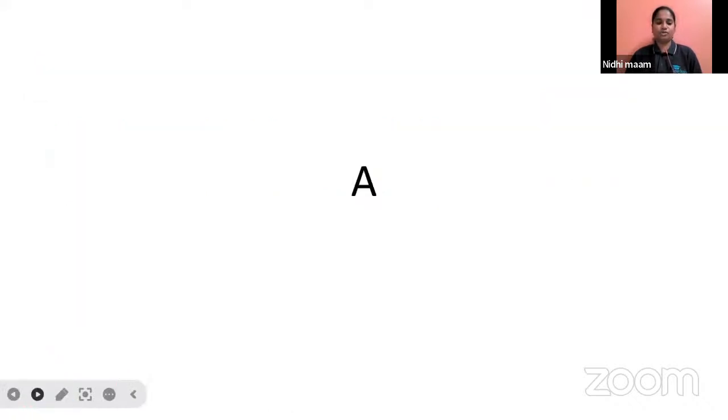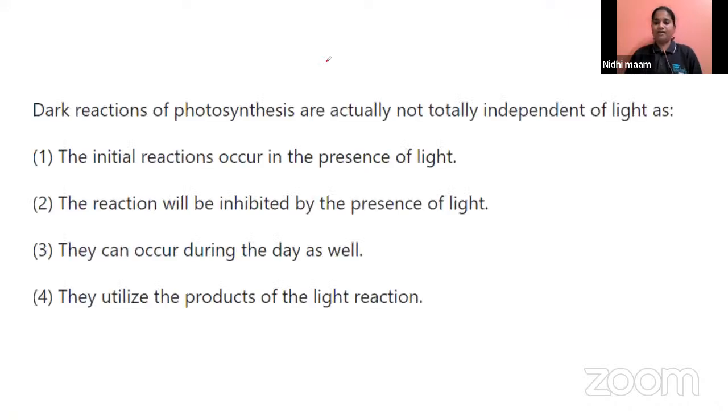Let us proceed to the next question. Okay. Dark reactions of photosynthesis are actually not totally independent of light as. In photosynthesis, we have two reactions. One is the dark reaction. Fine. The other is the light reaction.